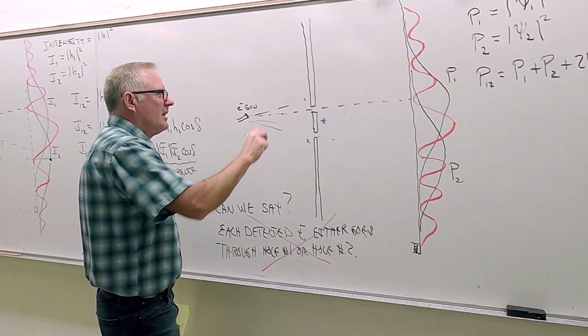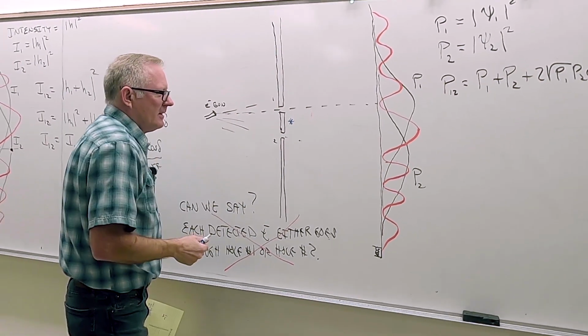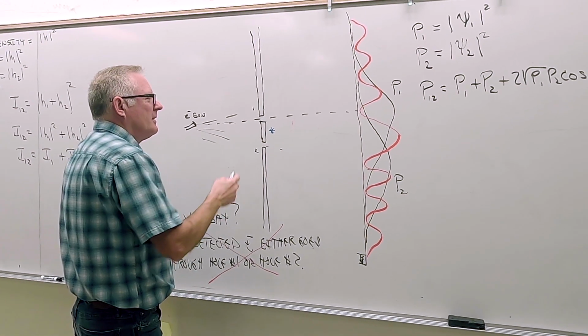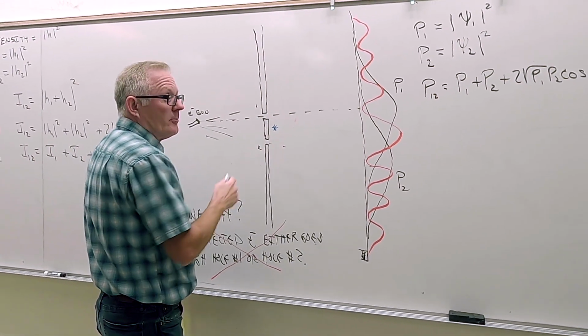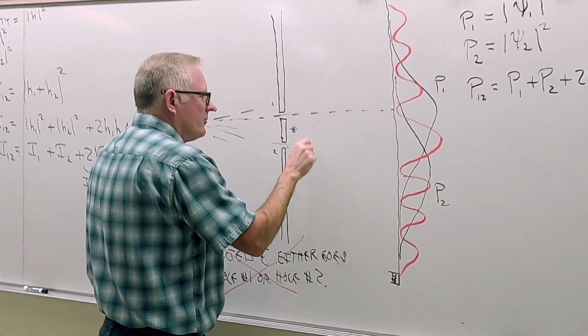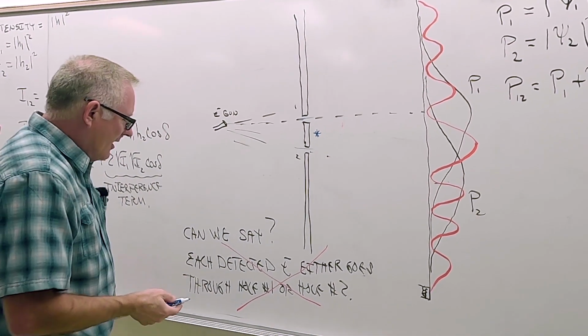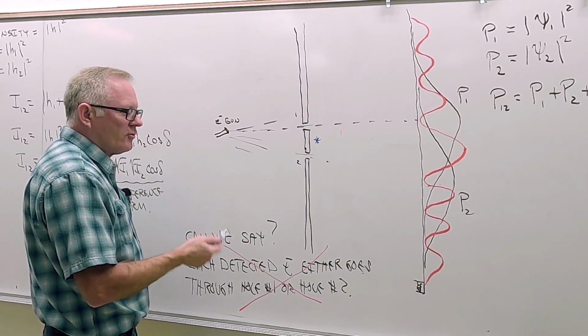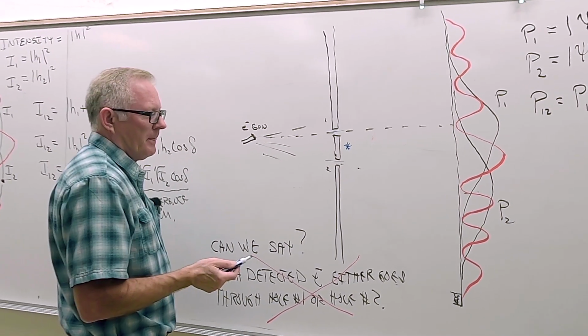Okay, so now all of a sudden we turn on the light, and we notice the electron does not go through both holes. It only goes through this one, or it goes through that one. So it does only go through one hole or the other.